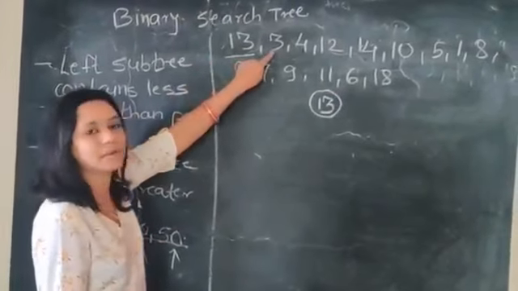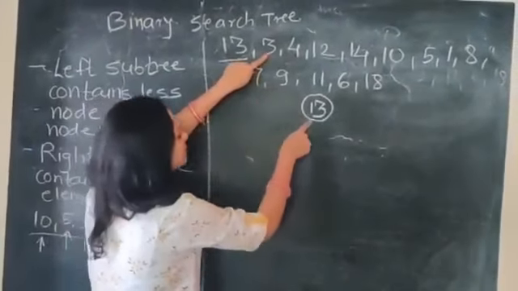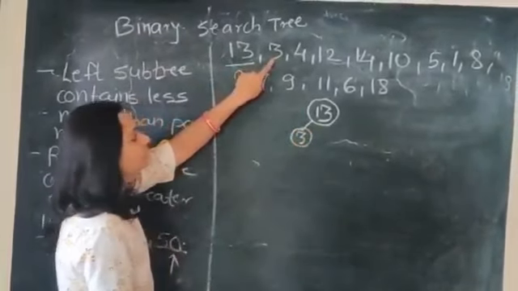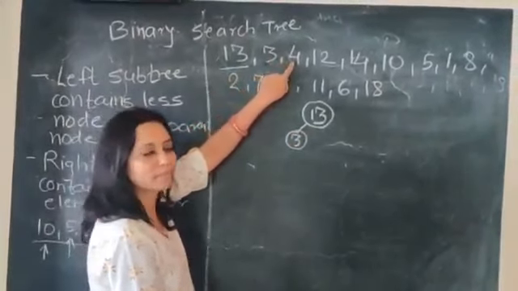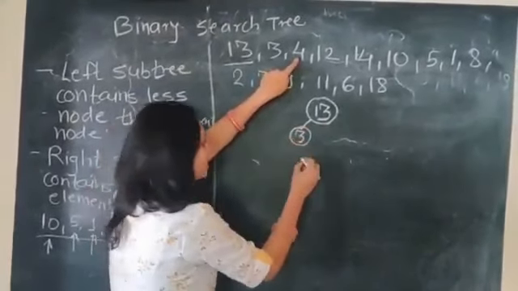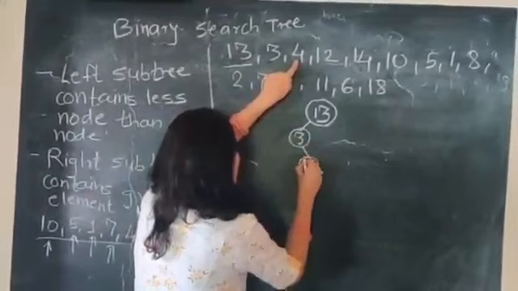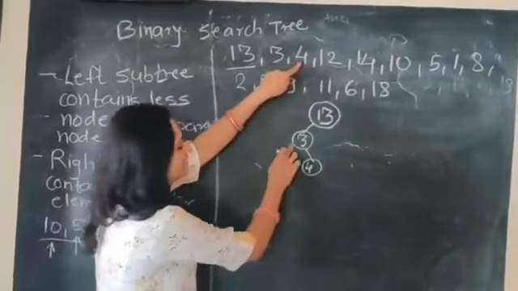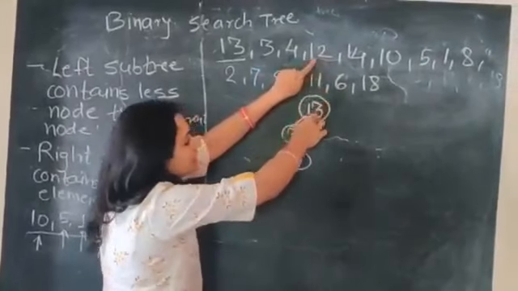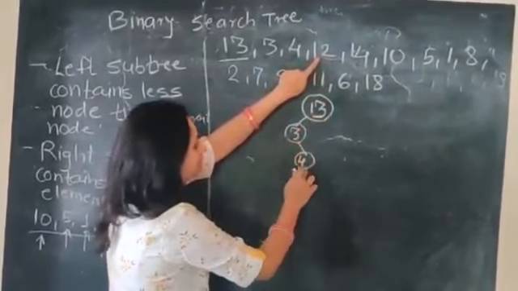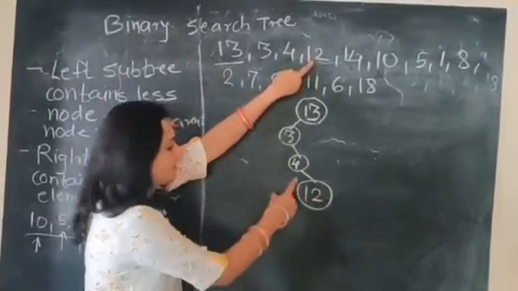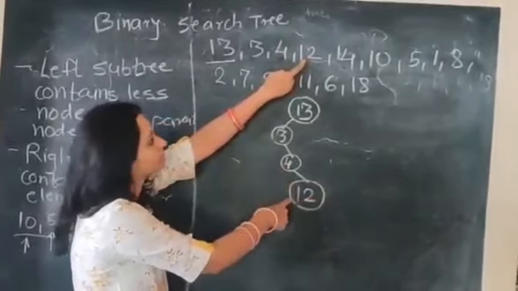Now the next element is 3. 3 is less than 13. So it will be at the left hand side of 13. Next is 4. 4 is less than 13 but greater than 3. So it will be at the right hand side of this particular node. Now next is 12. 12 is less than 13 and greater than 4. So you will keep 12 over here at the right hand side of 4.